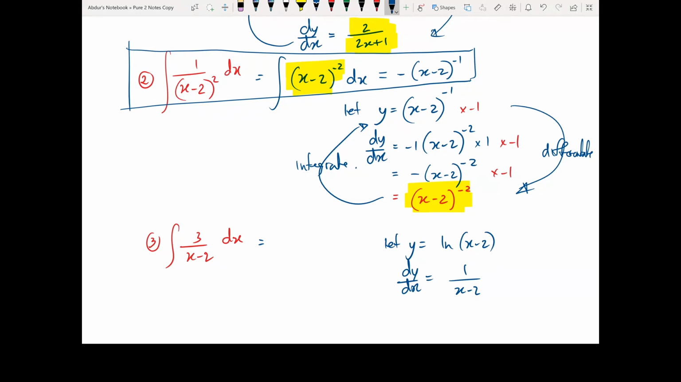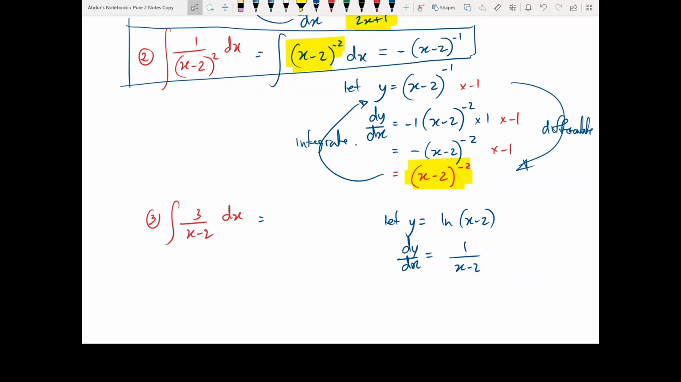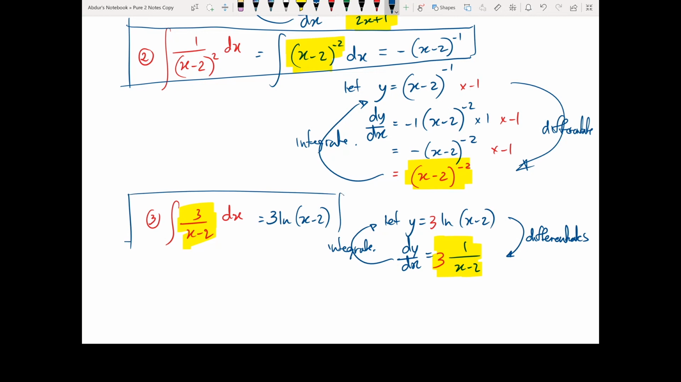But we can see here that this doesn't get us the 3 that we're looking for on the numerator, so we need to apply an adjustment factor here. So if we times everything by 3, put a 3 here, put a 3 here, this then gets us exactly what we want. It gets us to 3 over x − 2. So if this differentiates to give us that, then this would integrate to give us that. Therefore, the integral of 3 over x − 2 dx is equal to 3 ln of x − 2. So there's our final integral.